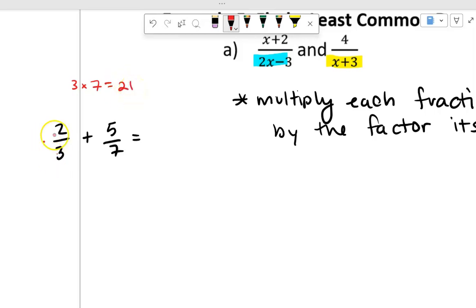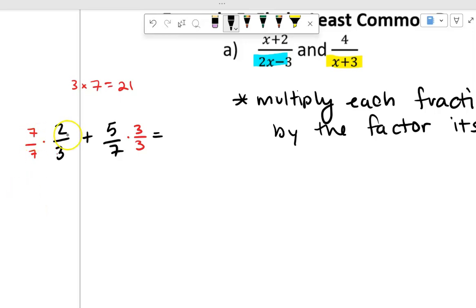How can I get a 21 in each fraction? Well, I'd have to multiply the first fraction by 7 on the bottom. If you do it to the bottom, you have to do it to the top. And in the second fraction, I'm going to have to multiply it by 3 on top and bottom. And a lot of times you're going to find that you can actually just take the other factor that it's missing and multiply it on top and bottom. That's what's going to happen in this problem and in most of these examples.